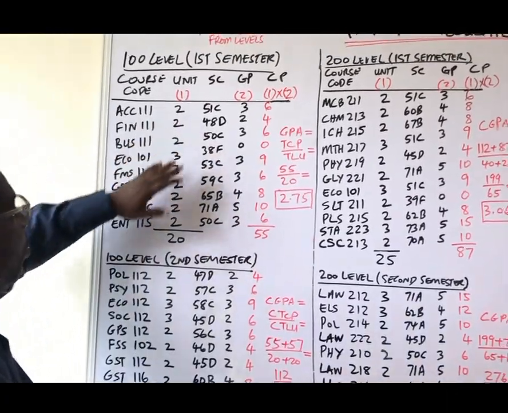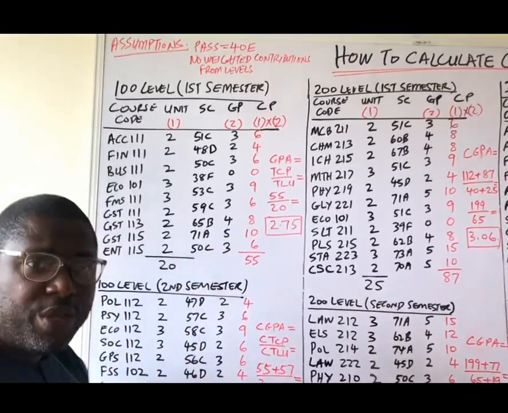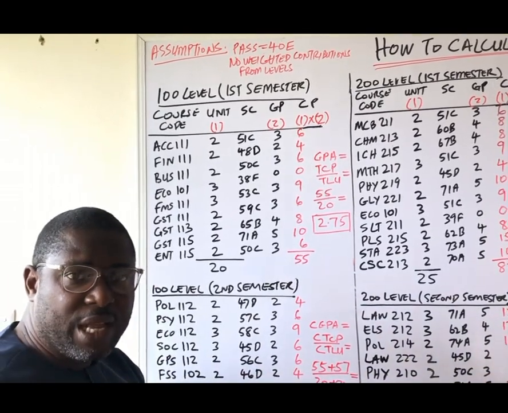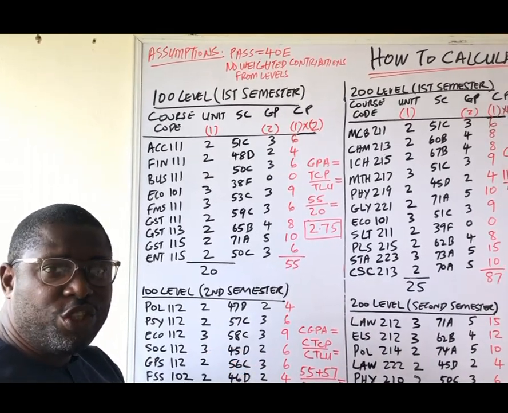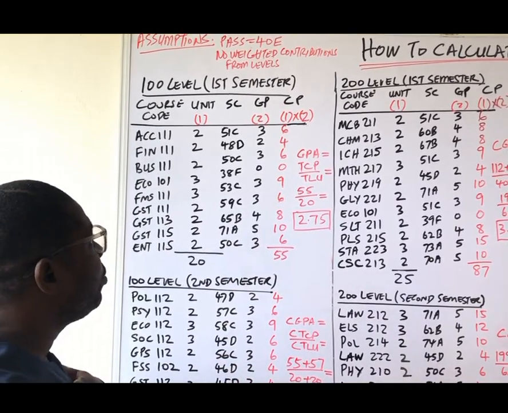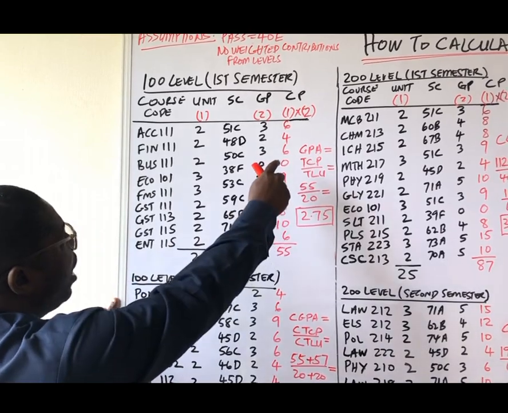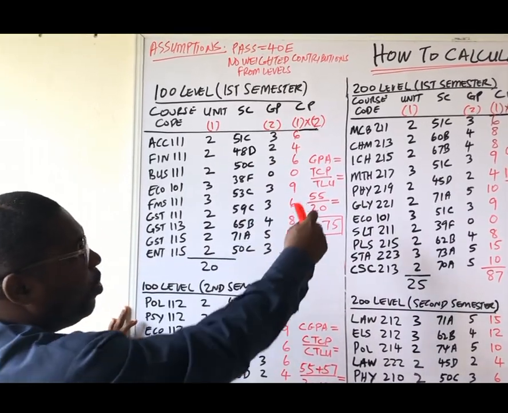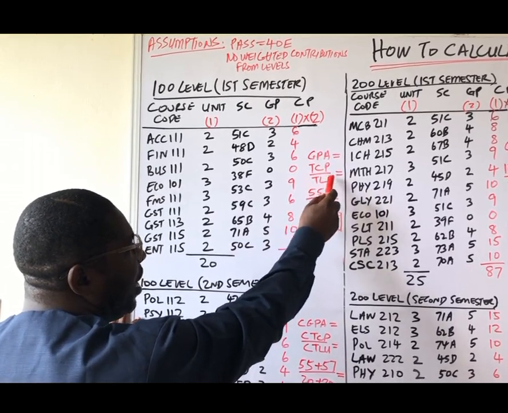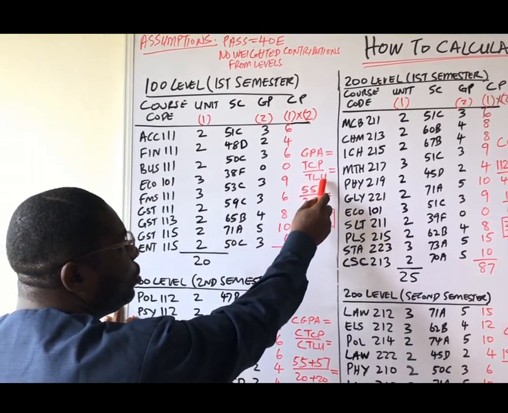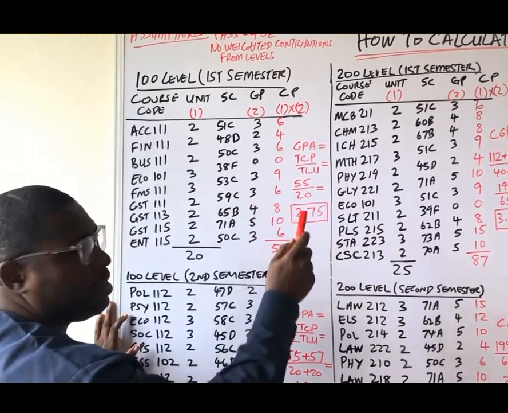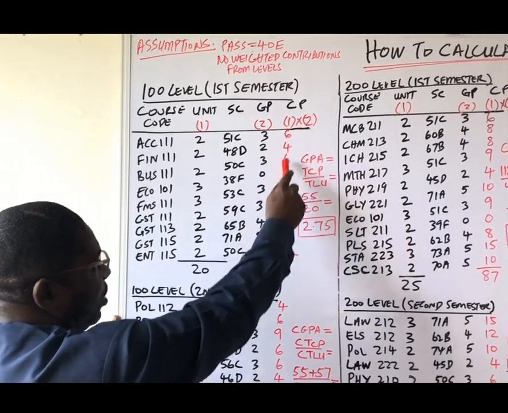Now, how do we calculate the first GPA? In this first year and first semester, it is known as GPA, grade point average. So how do we calculate his grade point? Grade point average is total credit points divided by total load units. And the total credit point is the summation of his credit points in this column.